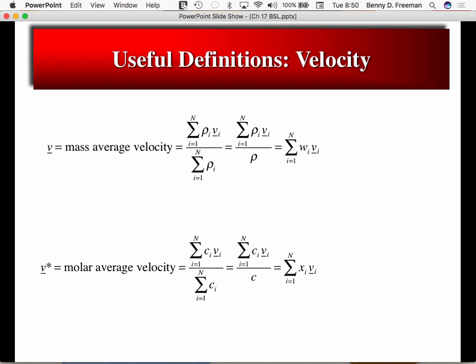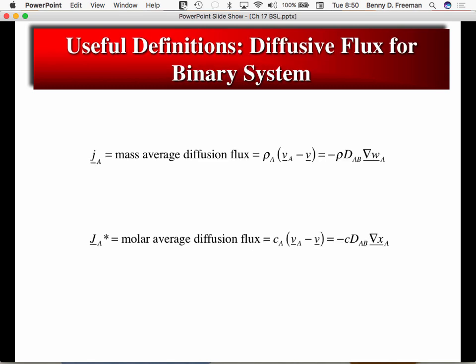These two velocities are not necessarily equal to one another if the molecular weights of the components are not equal. But in many cases, as we'll see, they're close enough to one another that when we start to couple fluid mechanics together with mass transfer, we can replace this one with this one. But we'll get into that a bit later.